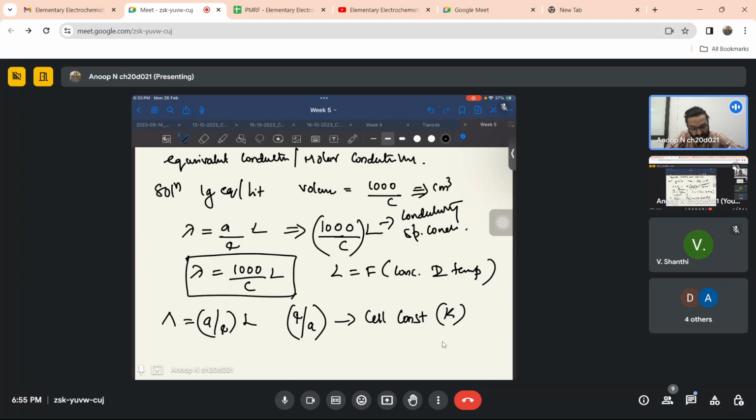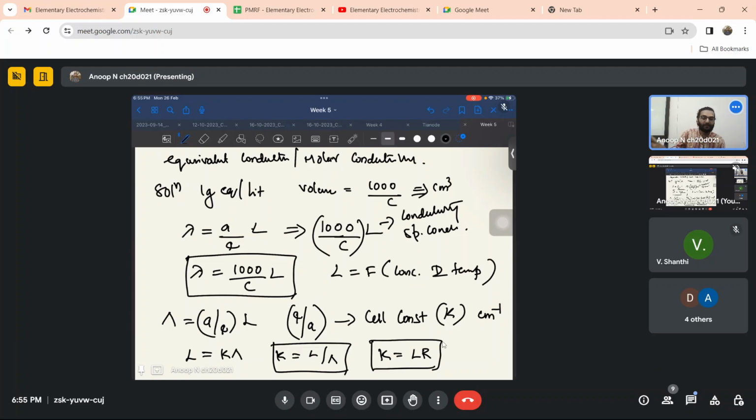What will be the unit of cell constant? Centimeter raised to minus 1. Yes. So when we rearrange it, we can write L is equal to K into lambda, so K is equal to L by lambda. 1 by lambda is nothing but resistance, so K is equal to L into R. We have many relations here which, if you remember them, you can directly solve the problem.